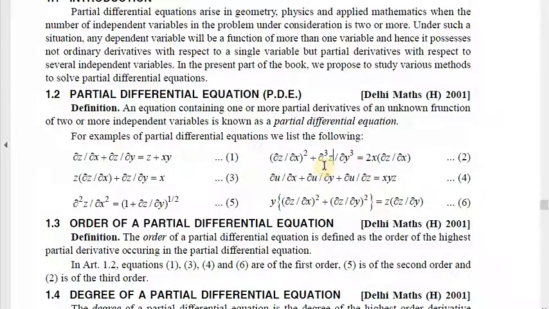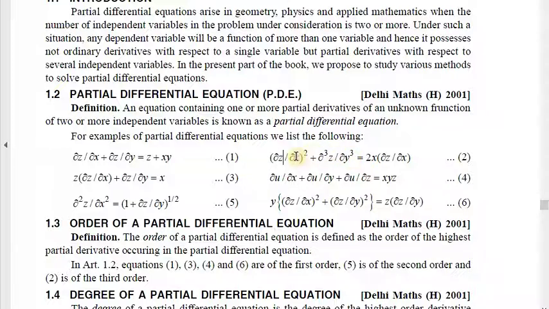Now what is the degree of a partial differential equation? Degree is the highest power of the highest order partial derivative. So here you see the power of this. This is the first order partial derivative in the equation, and the power of this is 2. This is the third order partial derivative, and the degree is 1. So what is the degree of a partial differential equation? It is the highest power of the highest order derivative.